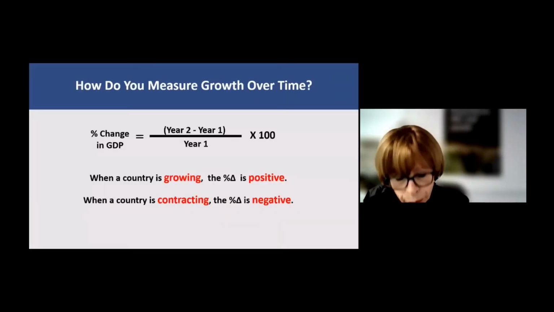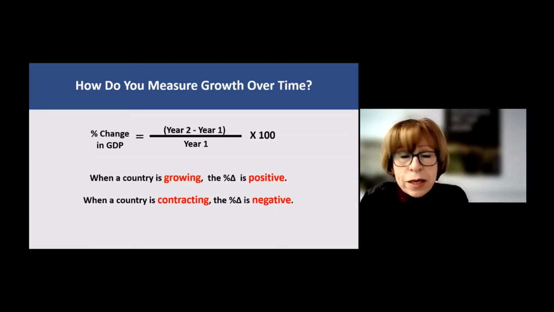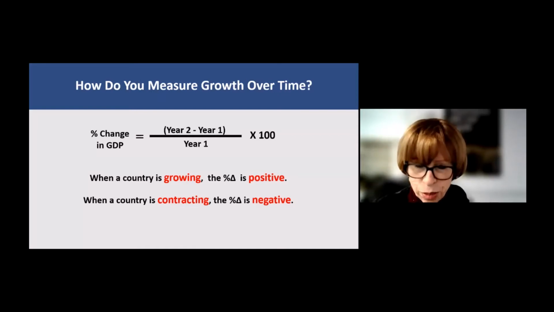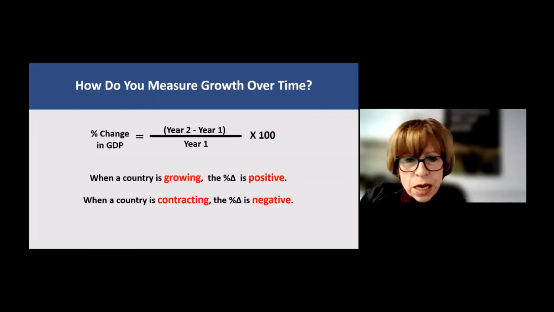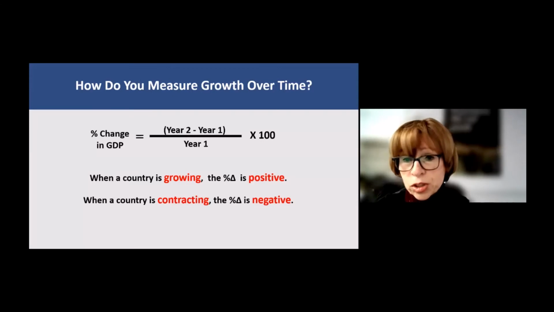So now we're going to look at how you measure growth or contraction over time. In my classes, since I teach math as well, it's a percentage change. The formula would be the current year's GDP minus the previous year's GDP, over the previous year's GDP, times 100. Now, that's a mouthful. Sometimes a better way to say it is new minus old over old times 100. That allows you to come up with the percentage change in GDP.